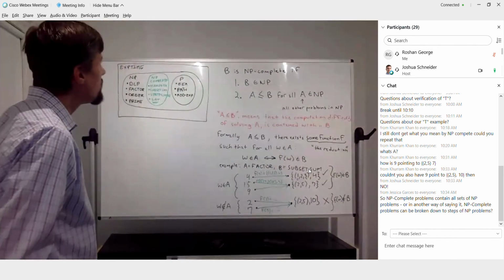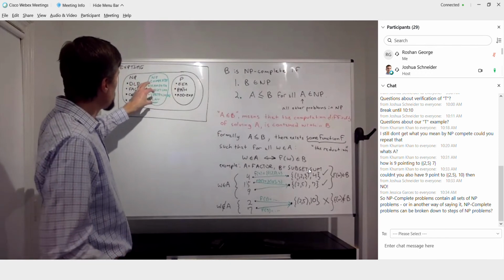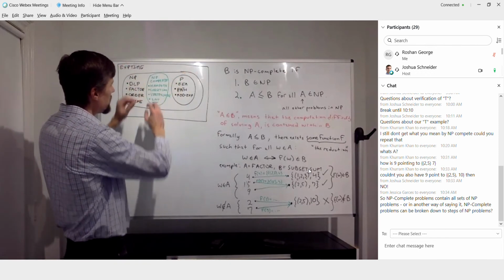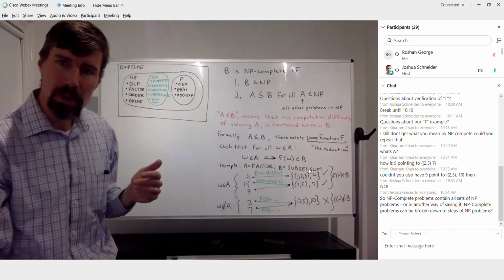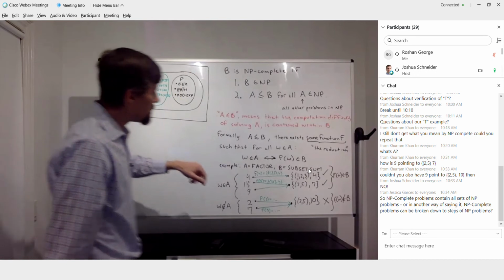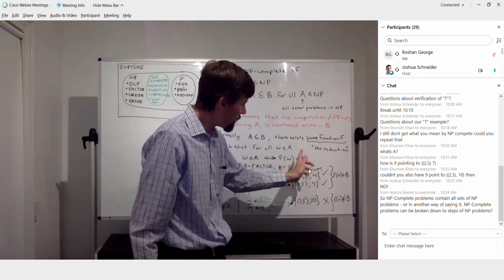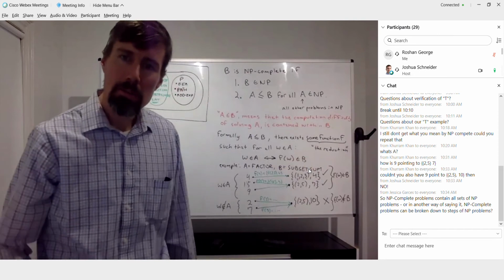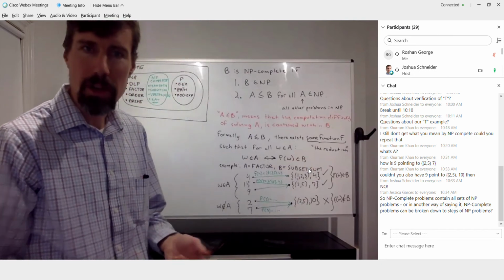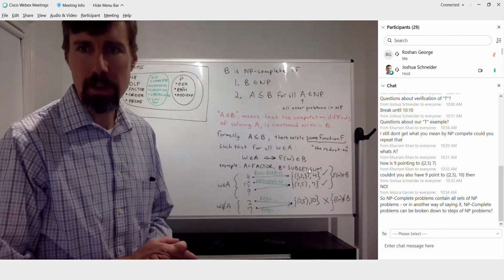Basically, NP complete languages have this property that everything inside NP is reducible to them. That's really what it is, right? So, why isn't factor an NP complete problem? Because there's no way to actually frame factor as a right-hand side to this problem, because there's too many ways to find a solution to factor other than just brute force search. There's order finding, there's all sorts of things like that.